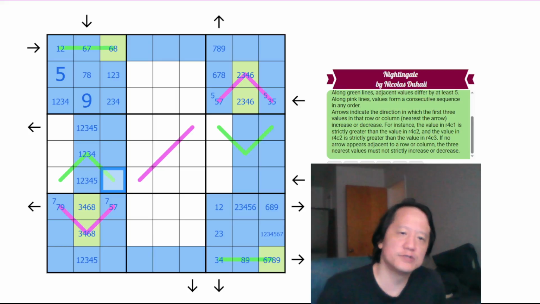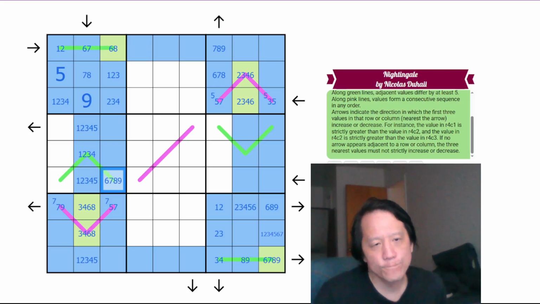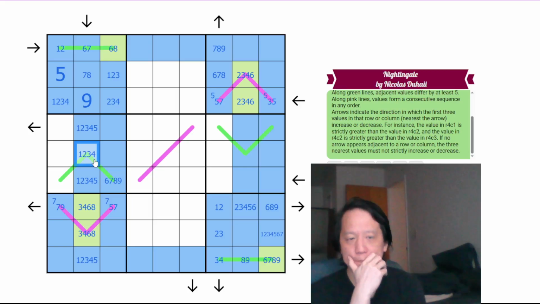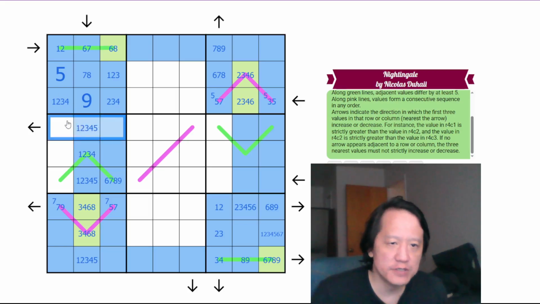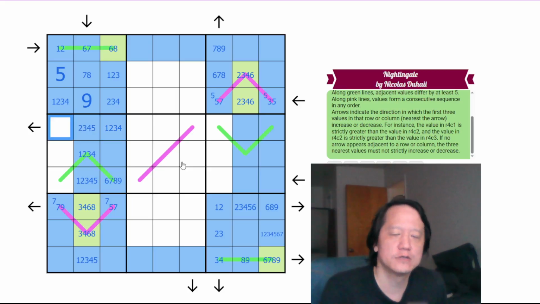This has to be 6 through 9 here, to be 5 or more away from 1 through 4. This has to be continuously increasing this way, so this digit must be greater than that. So this is 1 through 4 also. Interesting. And then this must be greater than that. So technically it could be 2 here if it's doubled. There's no 5 because of 5 in the column.